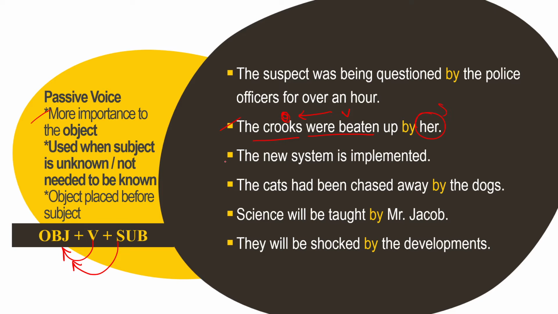In this case you see the new system is implemented. Is implemented is the verb, new system is the object. What is being implemented? The new system. Who is implementing it? We're not told. So this is the use of the passive voice. Either we don't know who is implementing or it's not important. The system is more important than who is implementing it. You can go through the other examples on this slide by pausing this video.